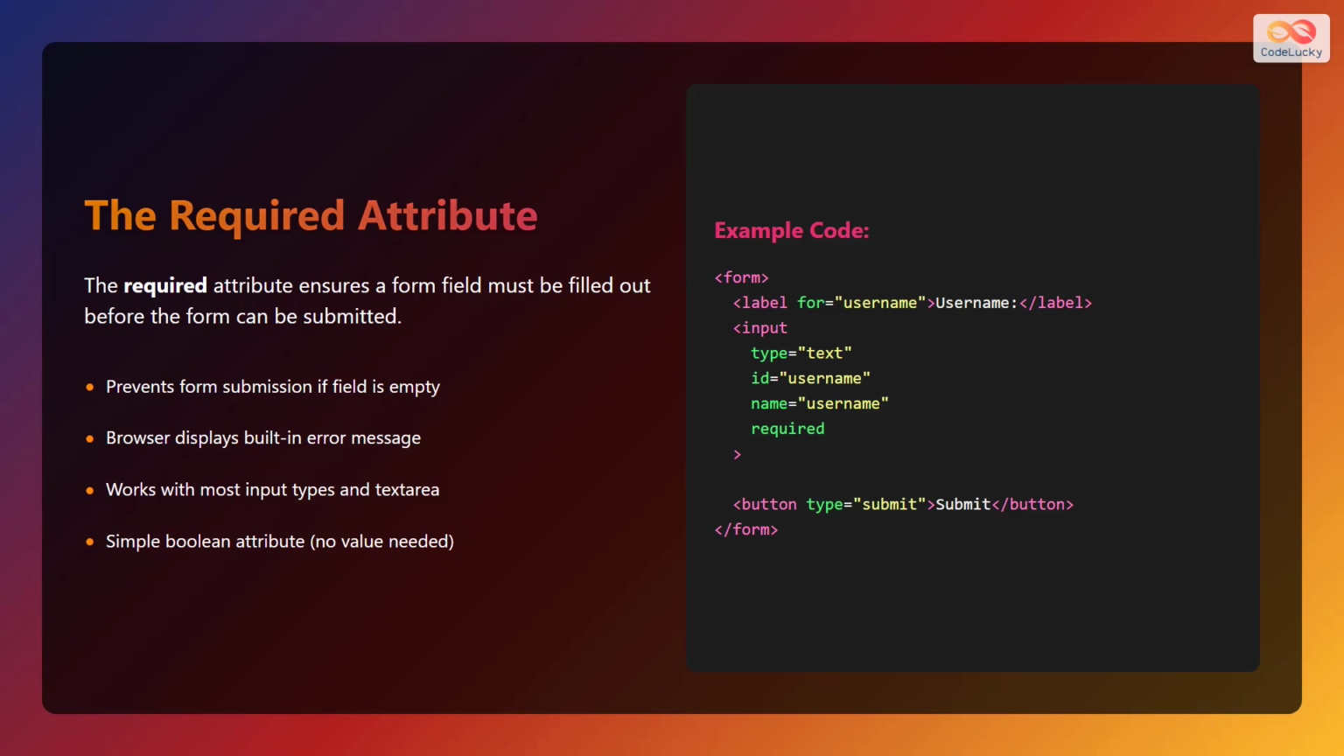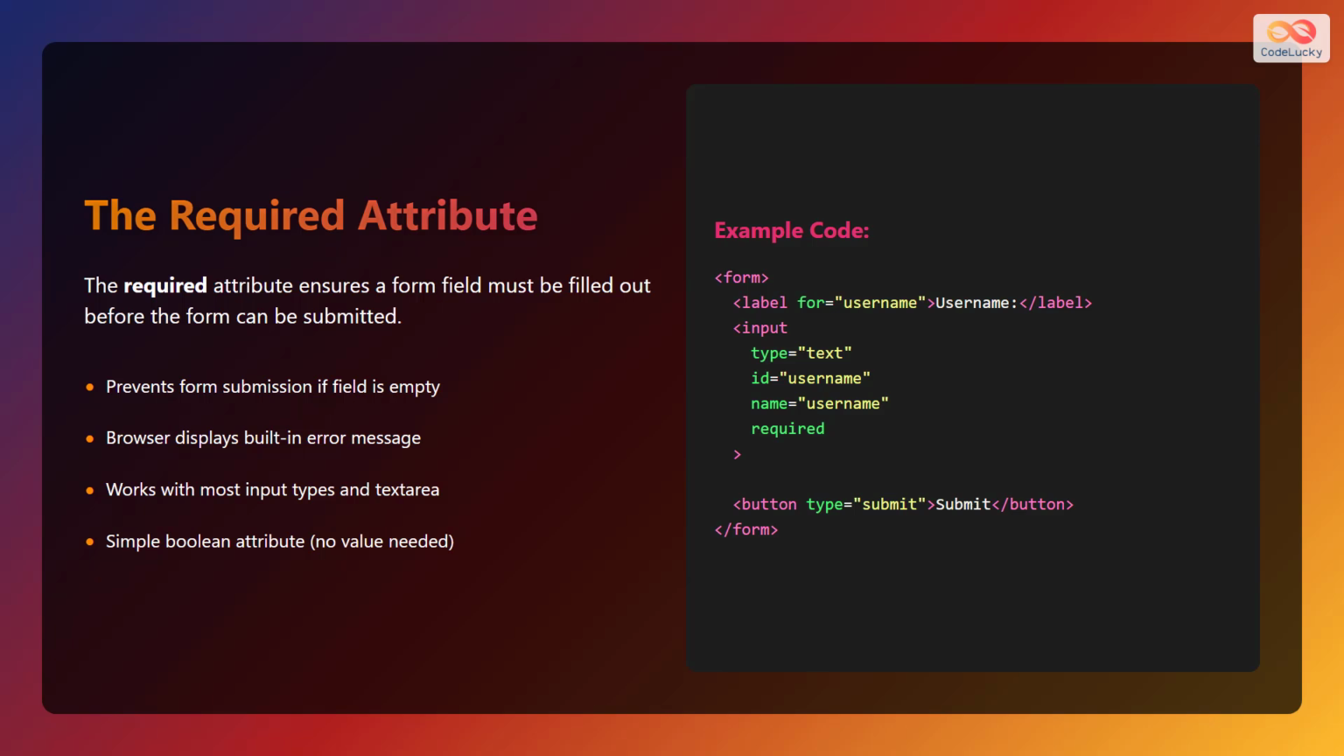Let's start with the required attribute. The required attribute ensures that a form field must be filled out before the form can be submitted. It prevents form submission if a field is empty. The browser displays a built-in error message when a required field is left blank. It works with most input types and text areas. It is a simple Boolean attribute, meaning no value is needed.